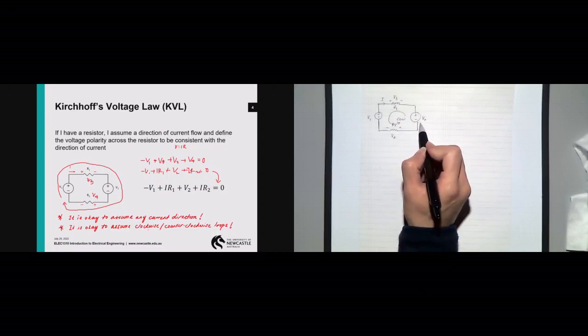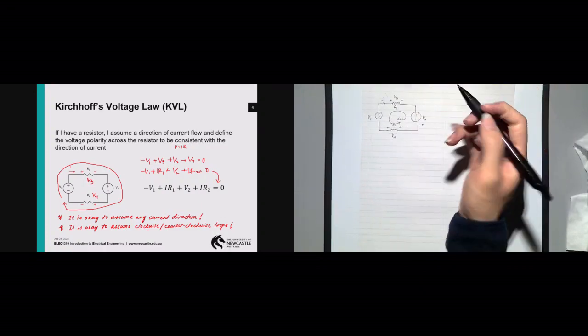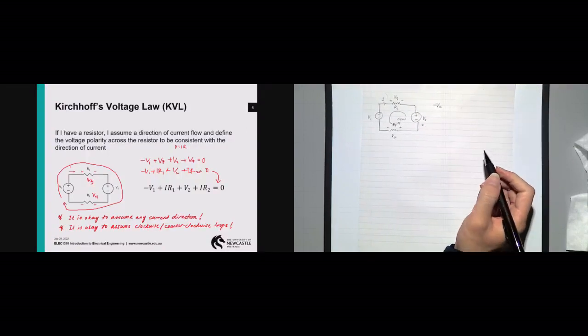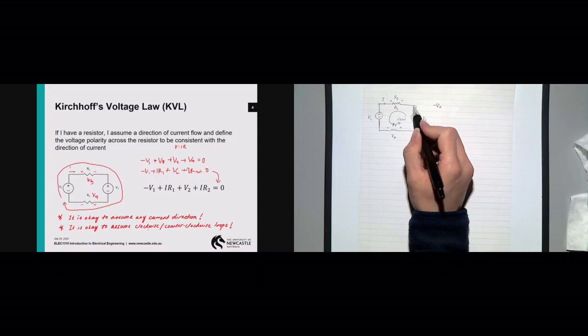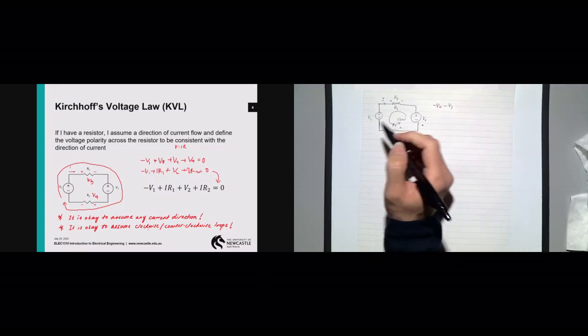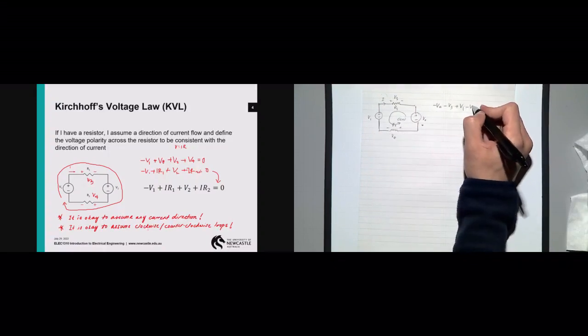Okay, this might be my starting point now. I hit the negative terminal first, so I have negative V2. Going up, I hit the negative terminal once again, negative V3, plus V1, and negative V4.